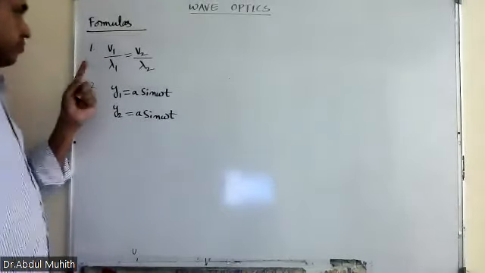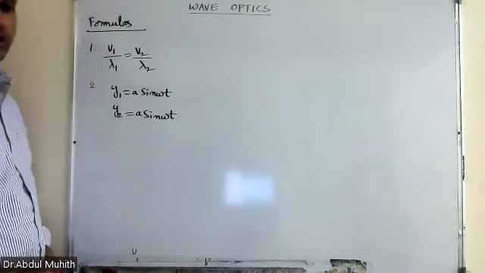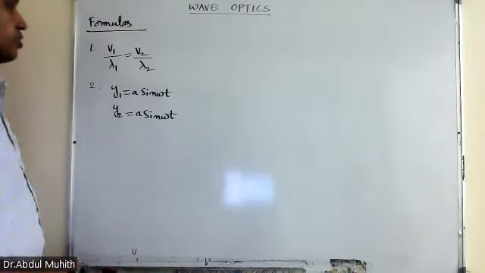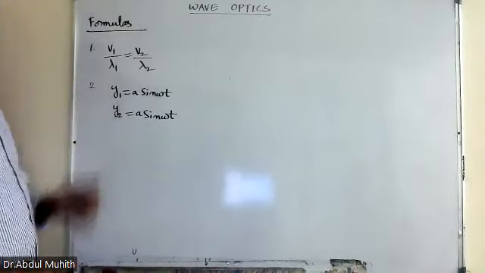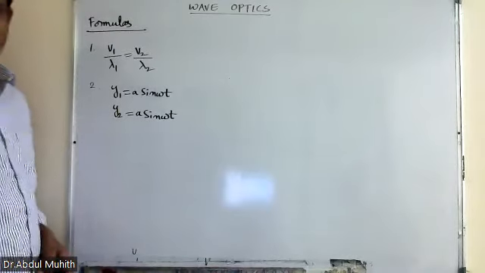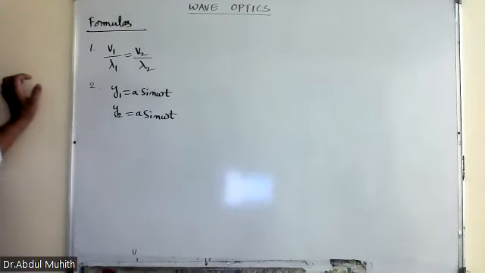Now, for formulas, the first formula is V1 by lambda 1 is equal to V2 by lambda 2. Where did we get this from? This is from the refraction principle. From the refraction principle, we got this formula: V1 by lambda 1 is equal to V2 by lambda 2.